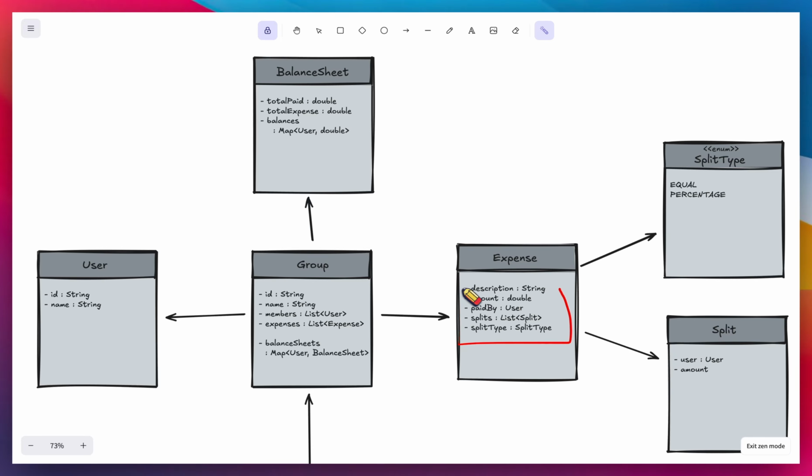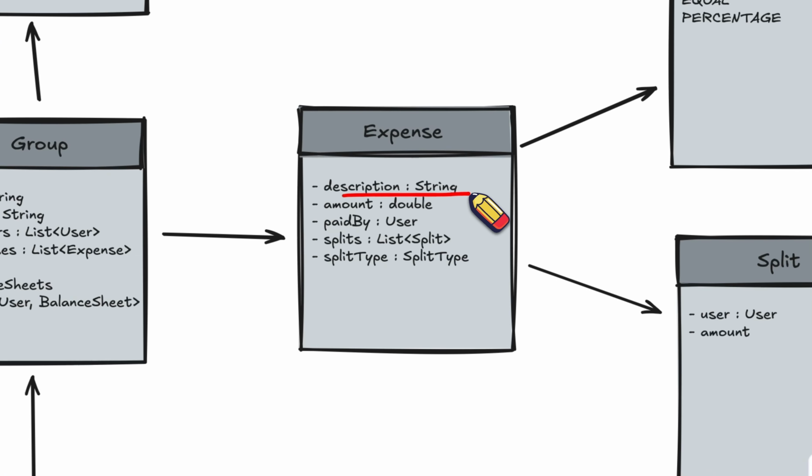and each and every expense object would have these attributes like description. In description, you can add why you have created this expense. For example, if you are going for a lunch with your friends, then you can say we went for lunch. Then the amount of this particular activity will be present in this attribute, and who has paid that amount will be present in this attribute.